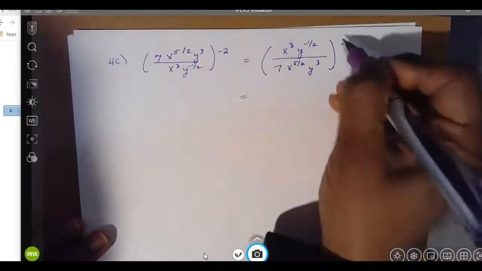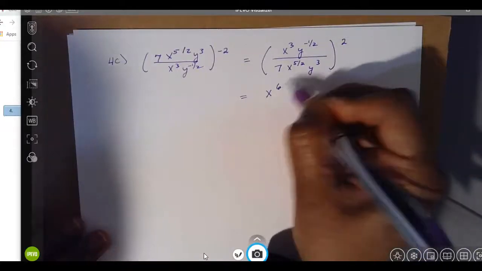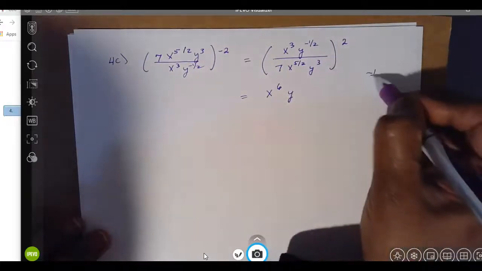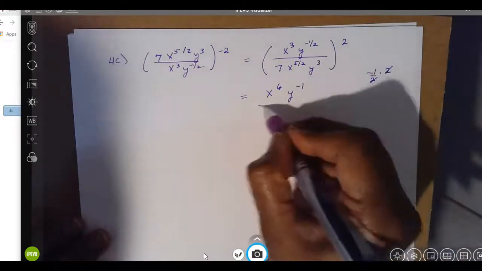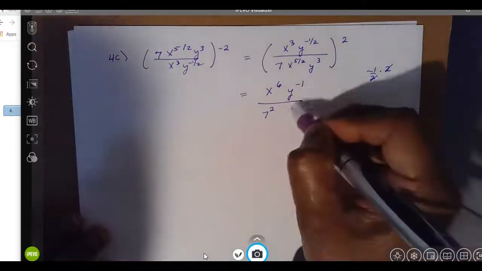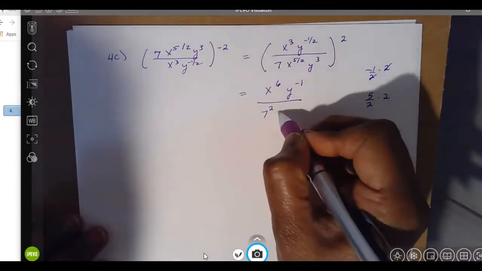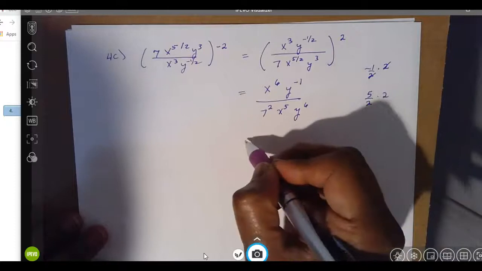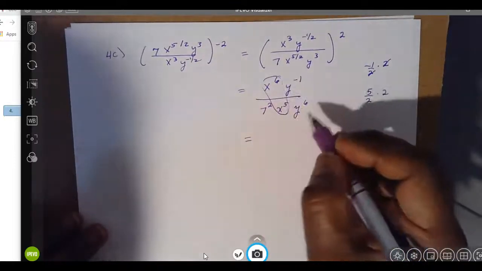Okay, now when you distribute this power, it's a power of a power. You don't add, you multiply. 3 times 2 is 6. When you multiply these two, negative half times 2, you get negative 1 in the exponent. Then I have 7 squared, which is 49. I'll do that in the next step. And here I'm multiplying 5 halves times 2, so it's x to the 5, and y to the 3 times 2 is 6. And now when you look at these parts, when you're dividing, the powers get subtracted.